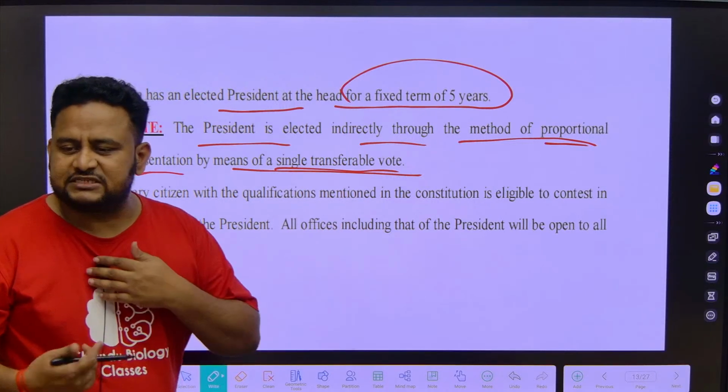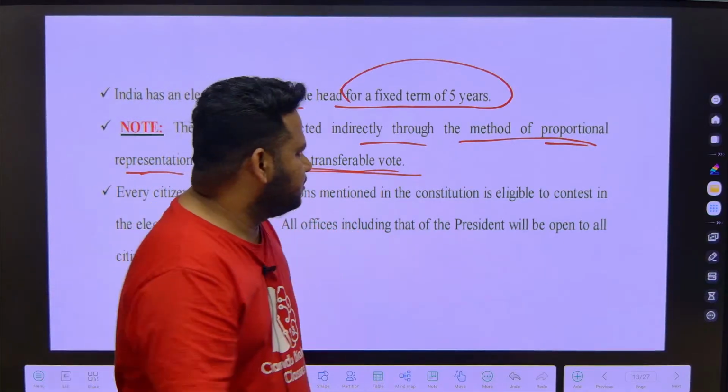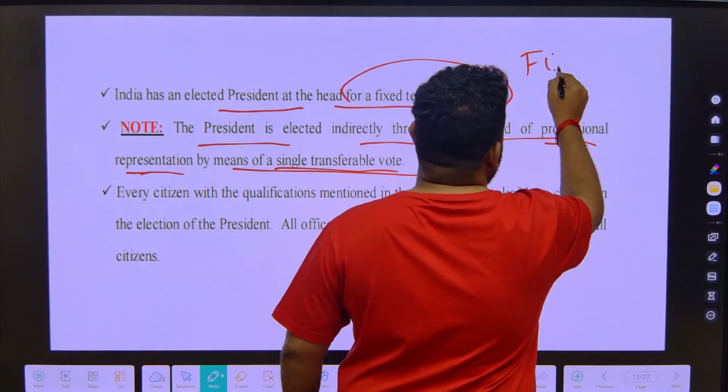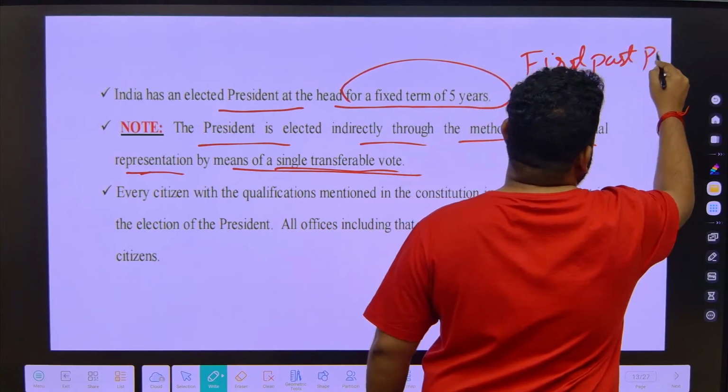Okay, what is the election that we do, where we go and vote? That is called first past the post system.